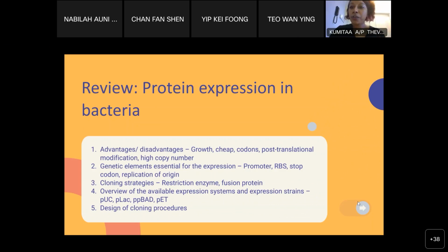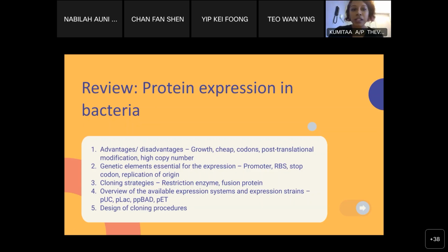So just to review, or in case any of you missed the class, what we talked about was protein expression in bacteria, and we talked about different advantages and disadvantages of bacteria. In particular, of course, a huge advantage is that it grows very, very quickly. So if you are trying to express a lot of protein, this is probably one of the easiest and fastest ways to do it. It is also cheap. Definitely whenever you're working with a smaller organism, it is cheaper.